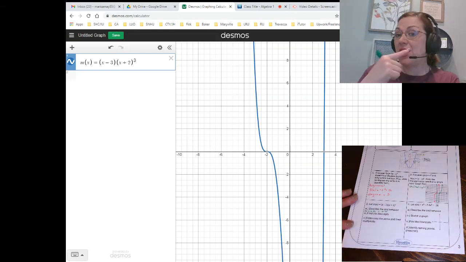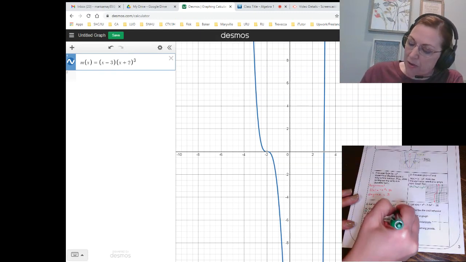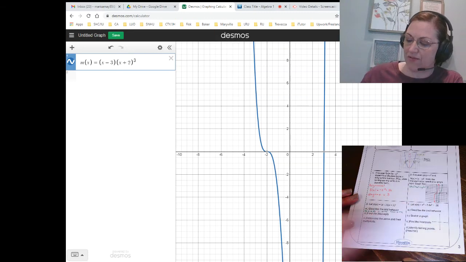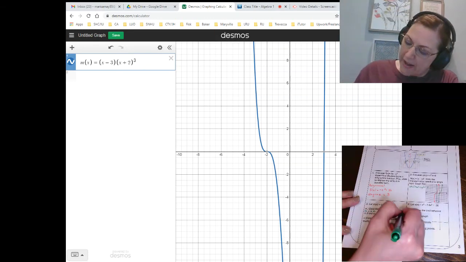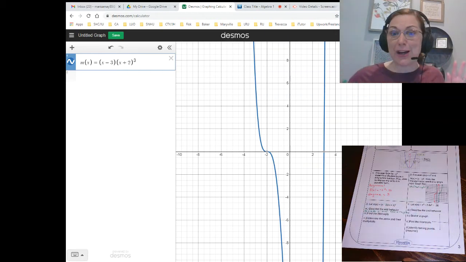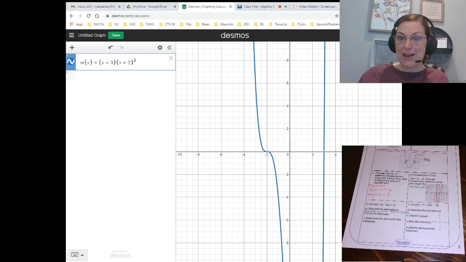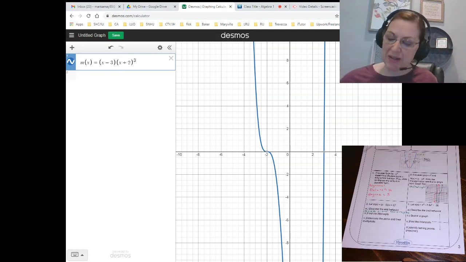Then let's do the other end behavior. Let's do the left side. So as x gets smaller and smaller, this time I'm using negative infinity, then y values are also going up. So that's all we're doing. We're just talking about as the graph goes off to the right or to the left, what do the y values do? That's how we describe the end behavior.